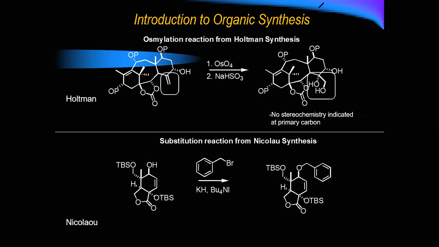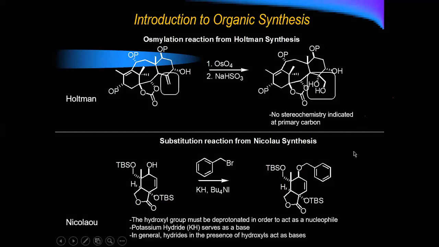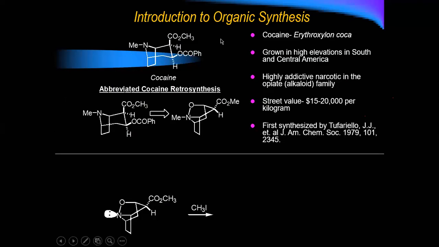All right. So in this particular reaction, KH serves as a base. It'll pull off this proton, do a proton transfer here, make oxygen negative, and then boom, it attacks the bromine and kicks it off, right? All right. Now let's talk about another synthesis.